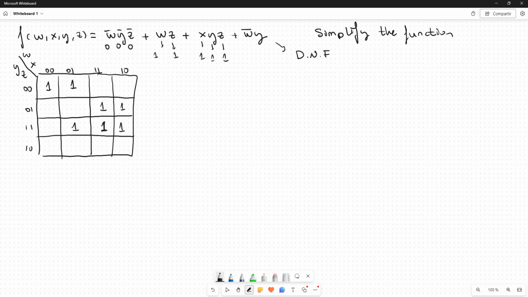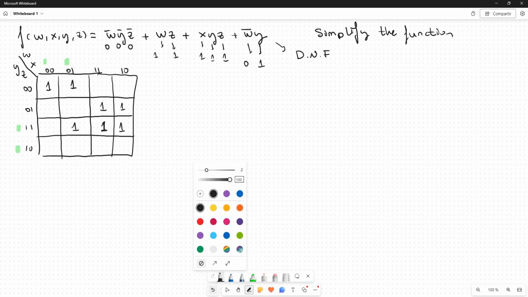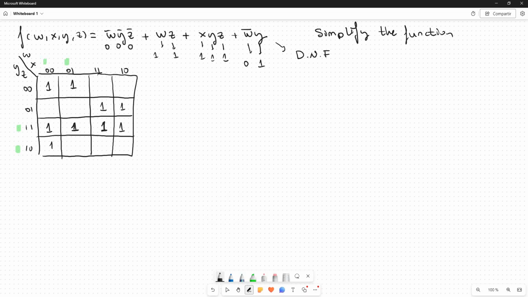And finally, we are here. W is negated, so it's a 0, and y is a 1 because it's not negated. W is 0 here and here, and y is 1 here and here. So we are in these 4 cells. So we write a 1 inside. Okay, so we have translated from the function in disjunctive normal form to the Karnaugh map.